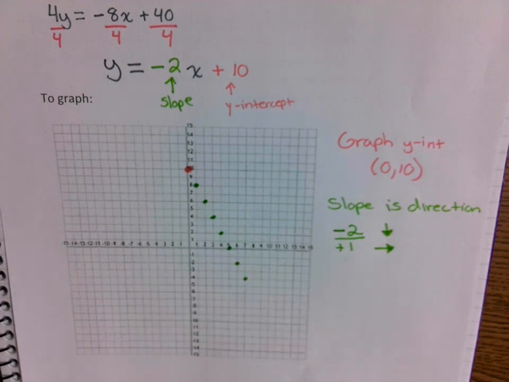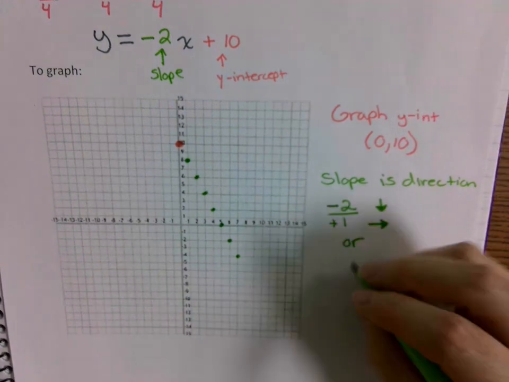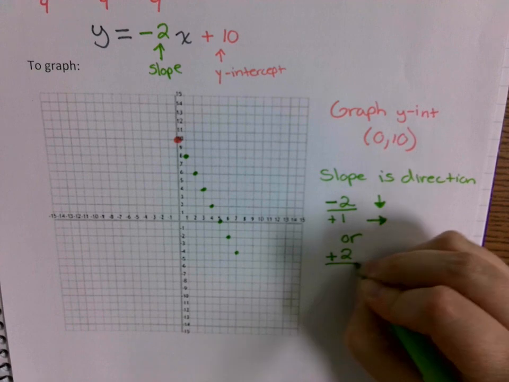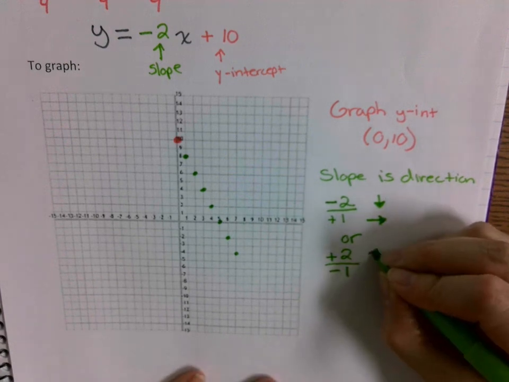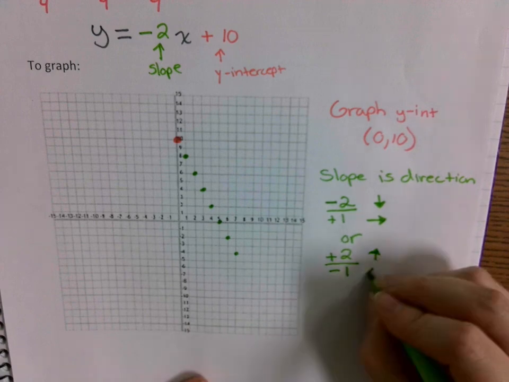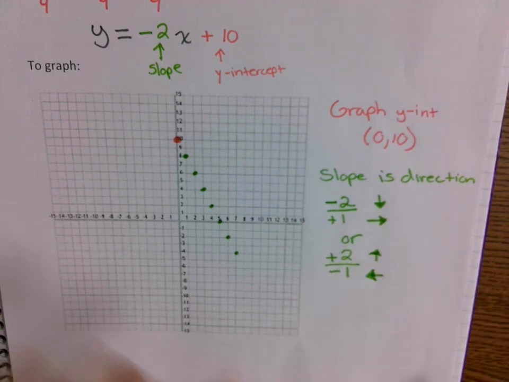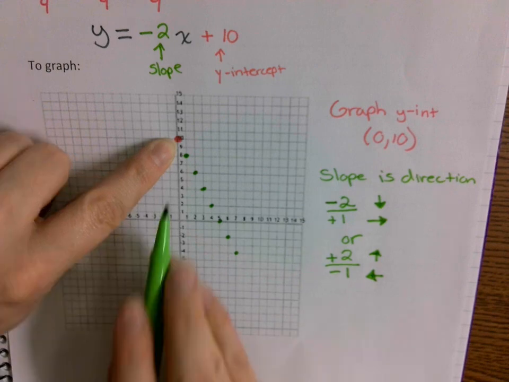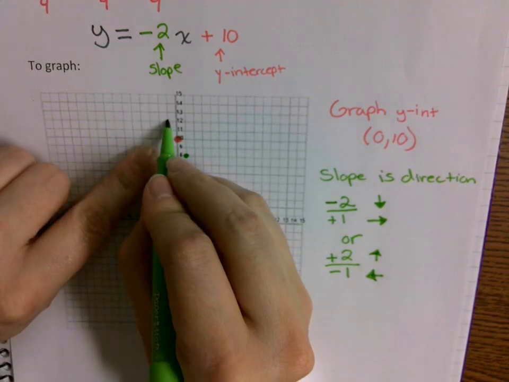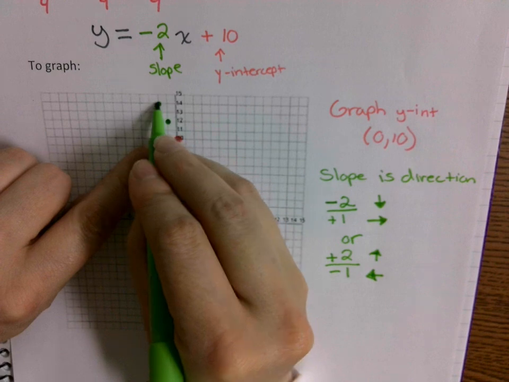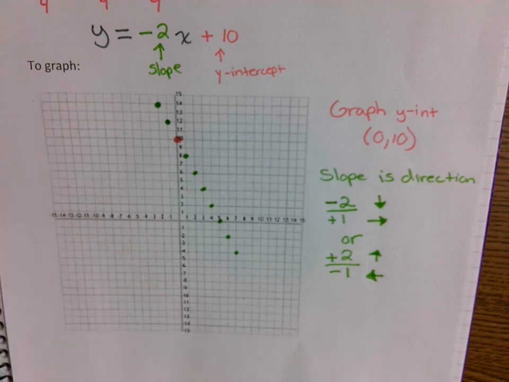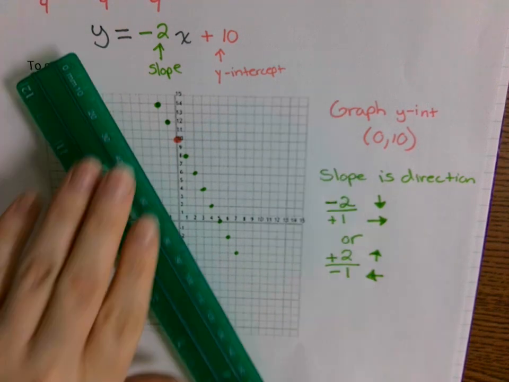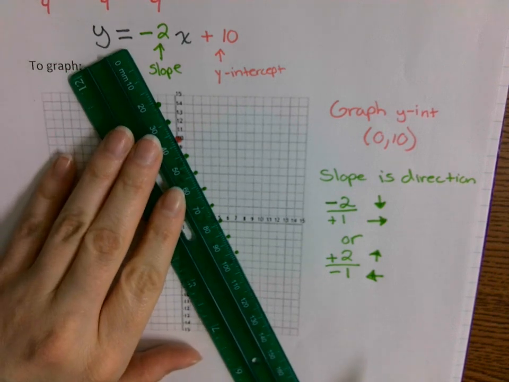Or I could do the reverse. I could put a +2 on top and a -1 on the bottom. They both are the same thing as just -2 as a whole. But a +2 would mean I would go up 2, and then a -1 means I would go left 1. So again, starting at the y-intercept, I could go up 2 and then to the left 1, and I could follow that process as many times as I can. And it forms a wonderfully straight dotted line that we have here. We would then just go ahead and connect those to create our line equation.